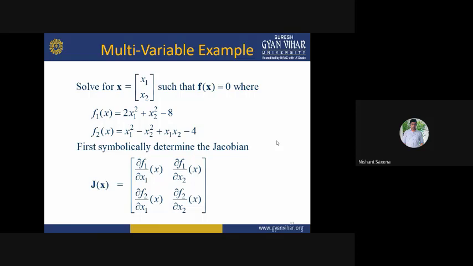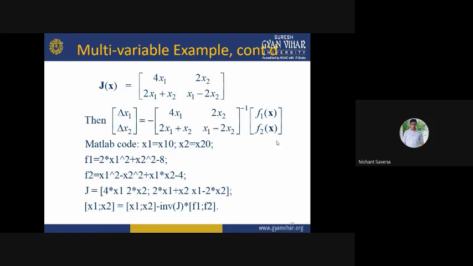And the second function, f2(x), is equal to x1 square minus x2 square plus x1 x2 minus 4. So first of all, what will be the symbolic Jacobian matrix for this? That is equal to del f1 upon del x1, del f1 upon del x2, del f2 upon del x1 and del f2 upon del x2. Okay. Now we will use this Jacobian matrix to solve the multivariable problem.